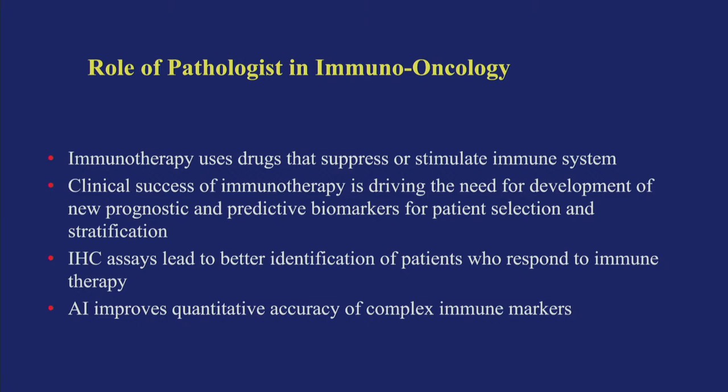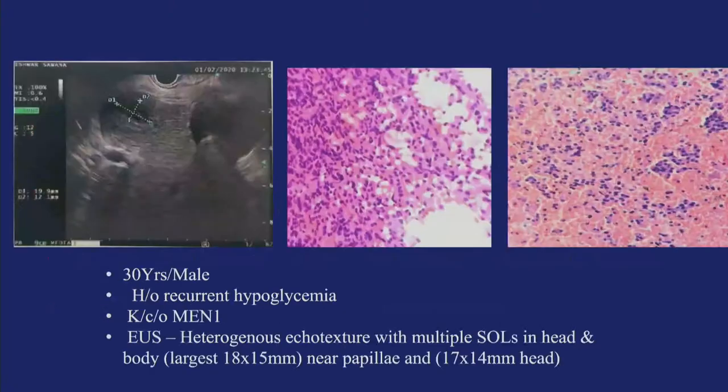So we use IHCs for various markers, and AI will actually help in this field. For example, this is a male patient with history of recurrent hypoglycemia, known case of MEN1 syndrome. On EUS, he had multiple SOLs in the head and body of pancreas. FNA was done, and the FNA diagnosis was neuroendocrine tumor.